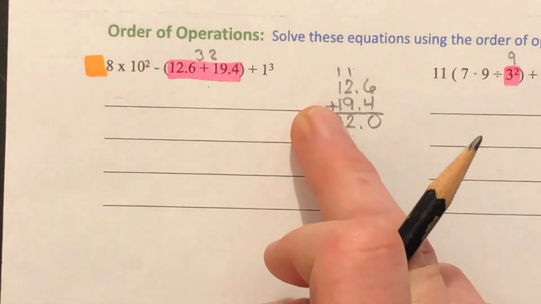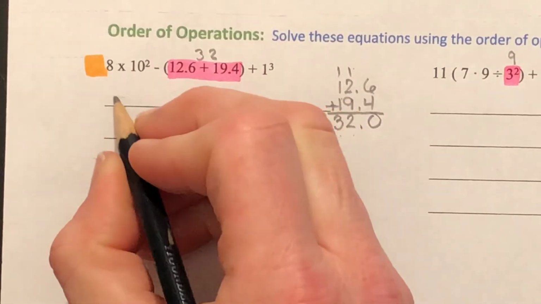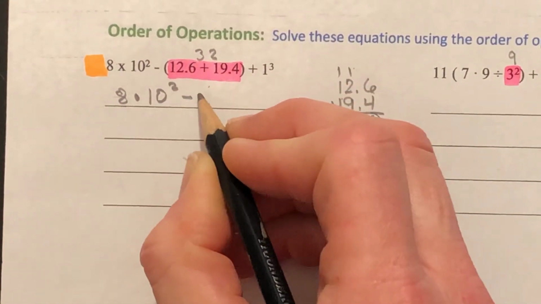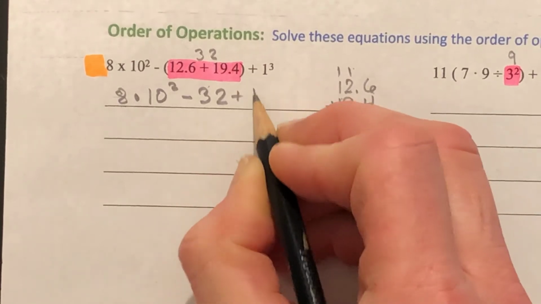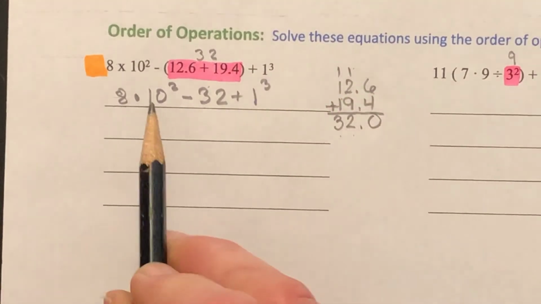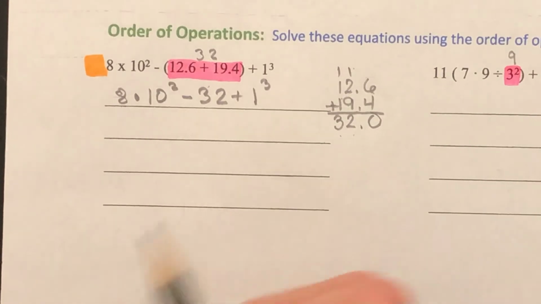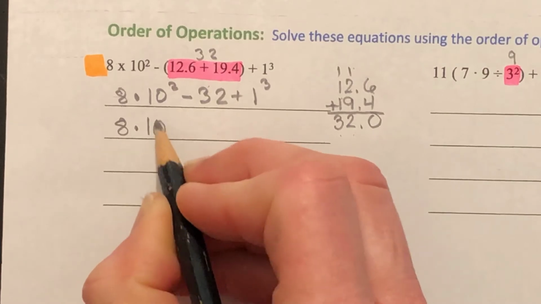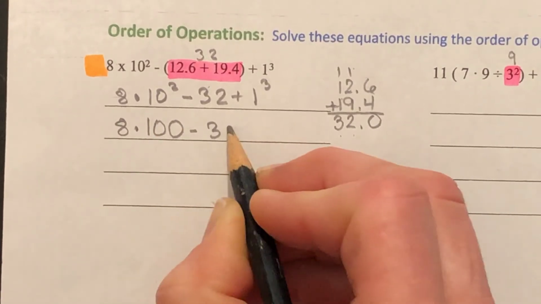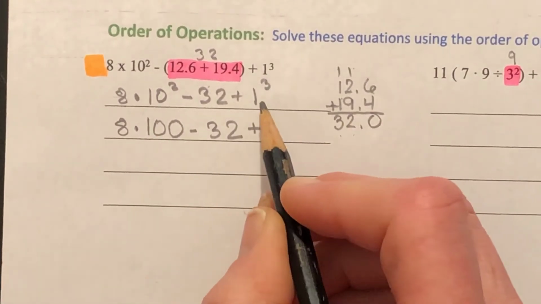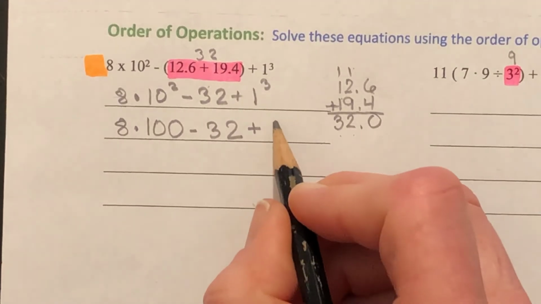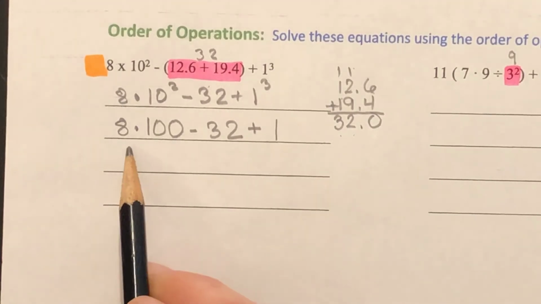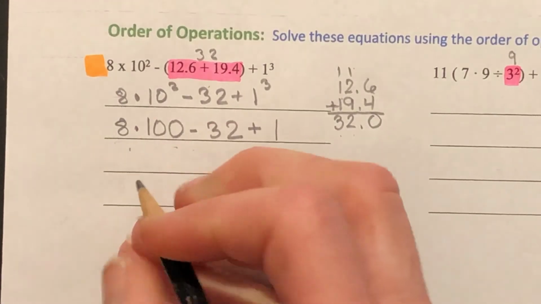Now I'm going to rewrite what I have, and it's a little bit simpler. 8 times 10 squared minus 32 plus 1 cubed. Next step is exponents. I've got 2. I'm going to go ahead and do them both at once. 8 times 100 minus 32 plus 1 cubed is, well, 1. Next step is multiplication. That's 800.